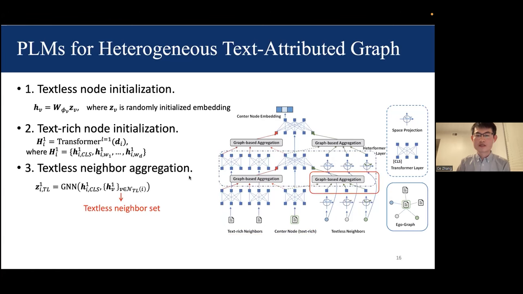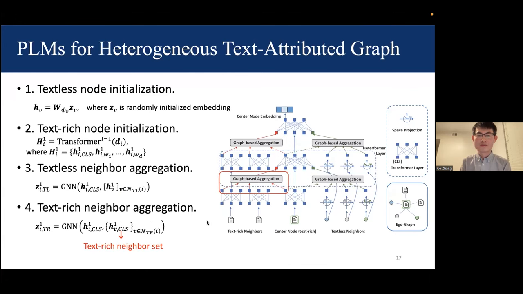After initialization, we do aggregation. For textless neighbor aggregation, we apply a graph neural network. Suppose I here is the embedding of the central node, and the remaining ones are the neighbor set. We input both the central node and the textless neighbors into the graph neural network, and then we obtain a new embedding. We use Z to represent it. This process is illustrated by the red box on the right-hand side. We input both the central node embedding and the textless neighbor embeddings.